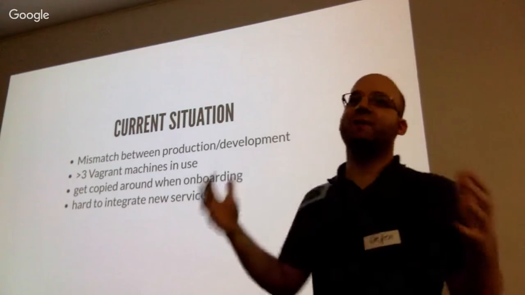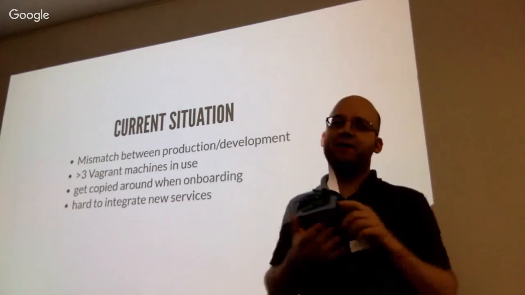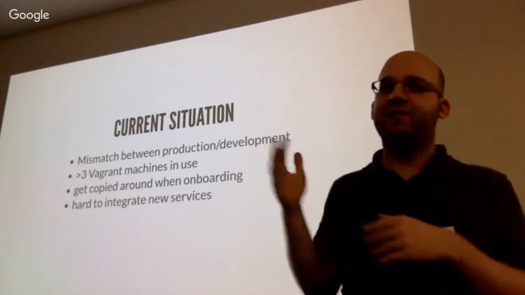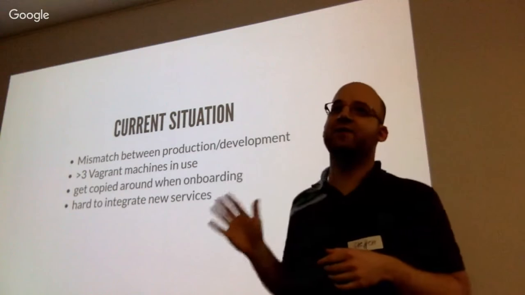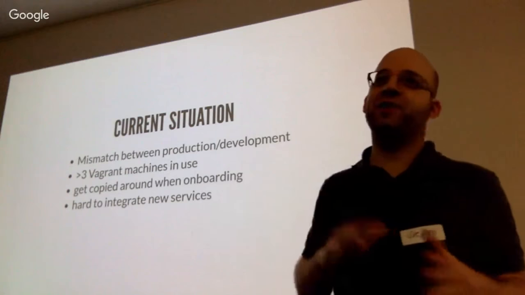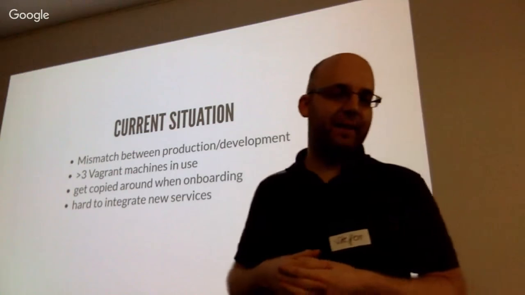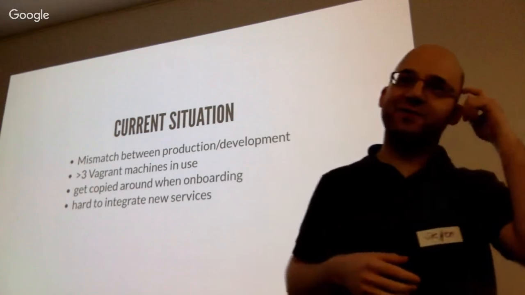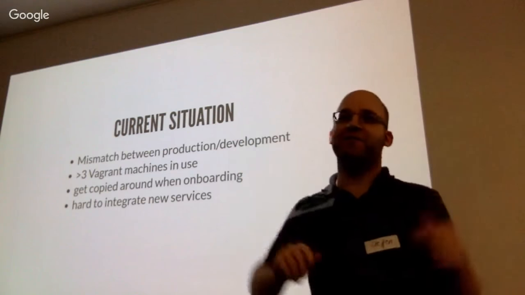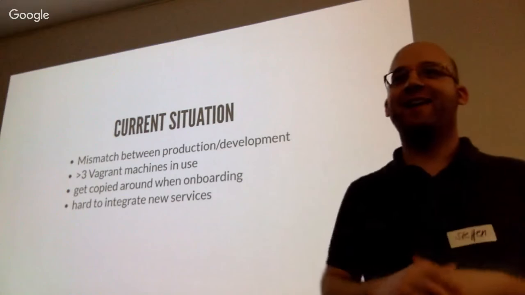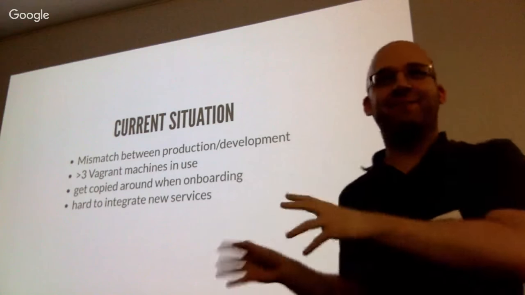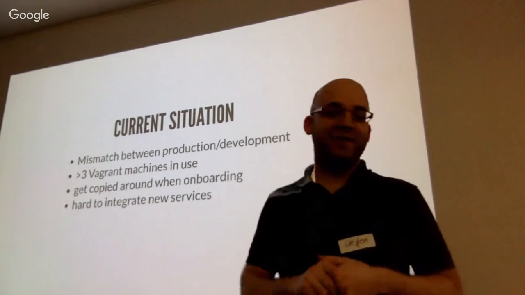Especially with more complex applications. I think we use at least 5 custom compiled extensions. So if you have a mismatch between production and development, it's just not good. And we have about 3 Vagrant machines in use for that. So we have the old Vagrant machine, the new one, the Puppet provisioned one and the Ansible provisioned one. And it's a huge mess.